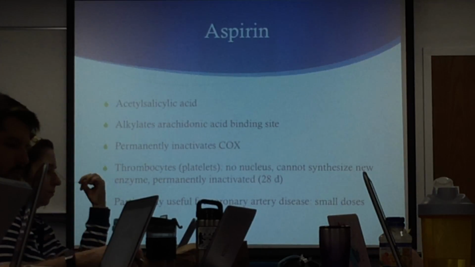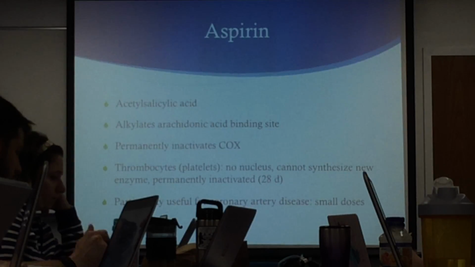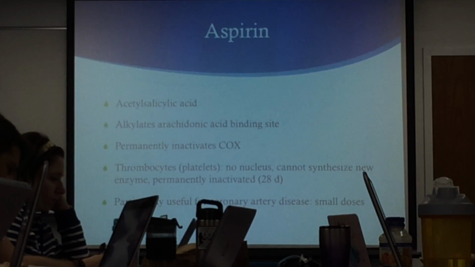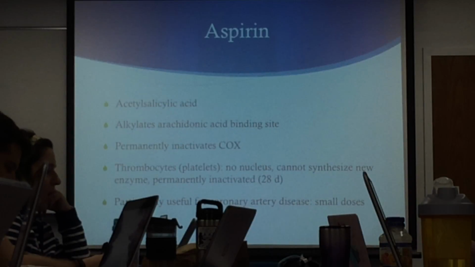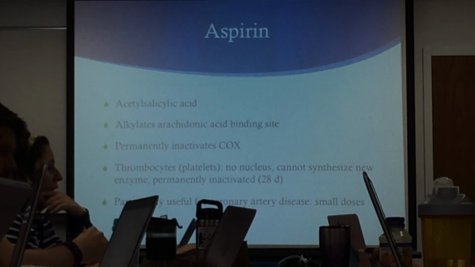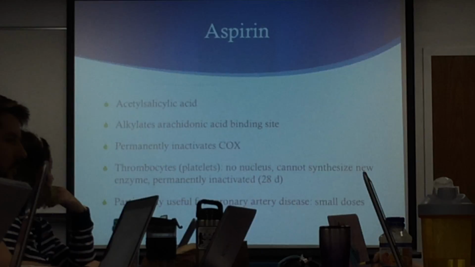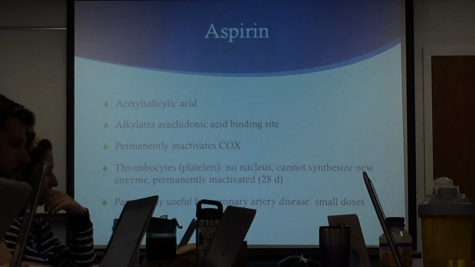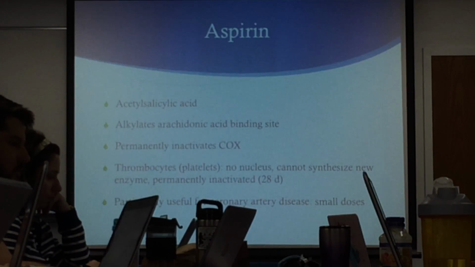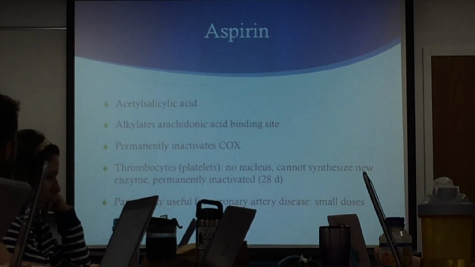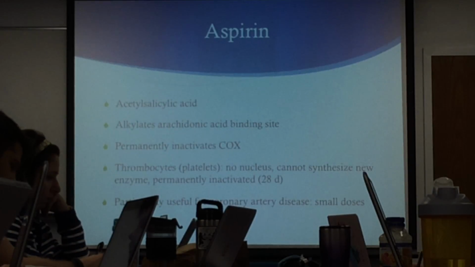So I'll go over a few of the different important non-steroidal anti-inflammatories that we like or that are important. So one is aspirin. Aspirin is not used that much anymore for various reasons. It's acetylsalicylic acid. The thing that's different with aspirin compared to any other drug in this drug class is that it alkylates the arachidonic acid binding site. So it actually permanently inactivates the enzyme.